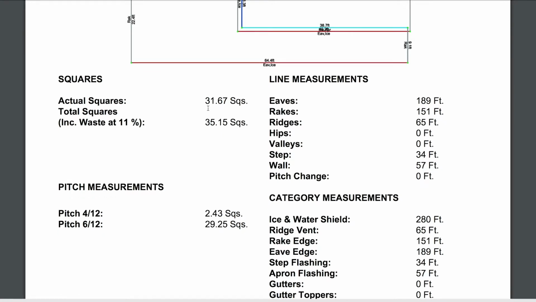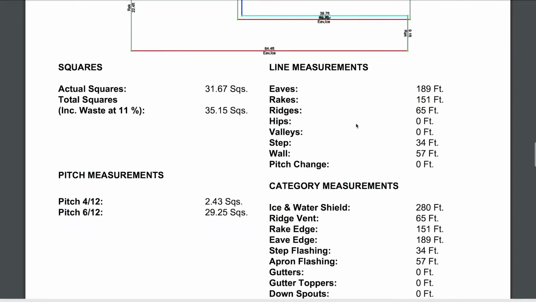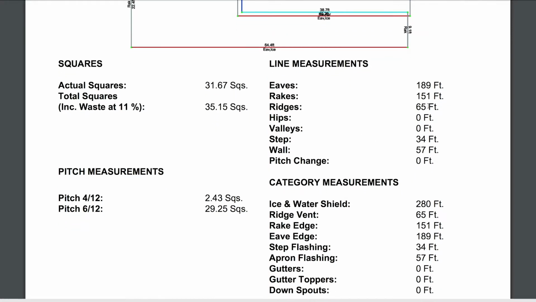So to start with, we're going to get the actual squares. And then with that 11% waste that we just changed, we're going to see the 35.15 total squares. Wonderful. It's going to break down our pitches as well. So we've got a little bit of 4/12, and then the rest of it is there 6/12. All of our eaves, rakes, ridges, hips, valleys, we're going to get total linear measurements for all of those.